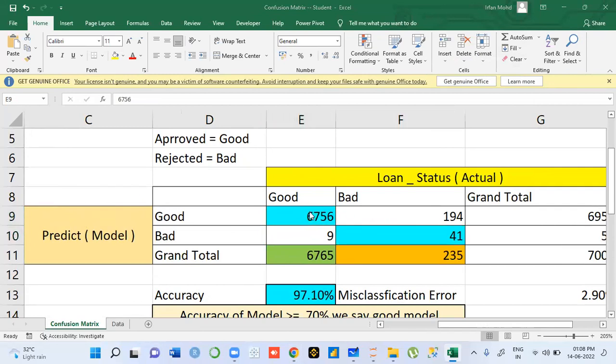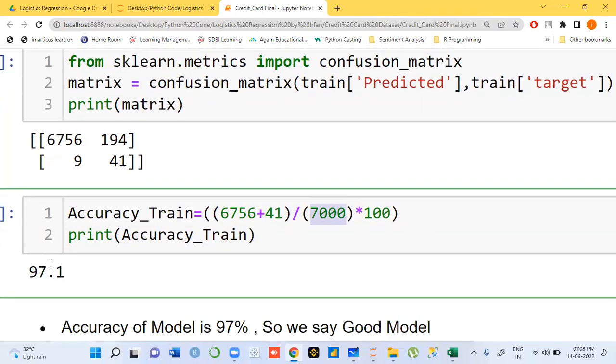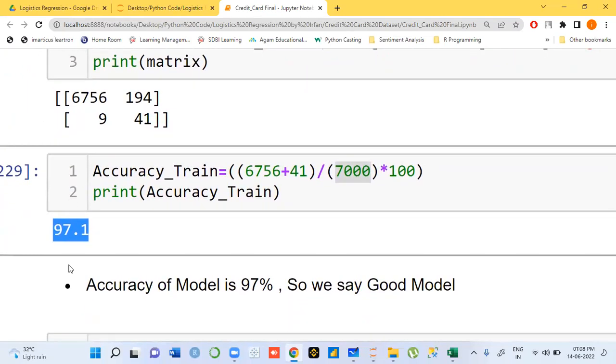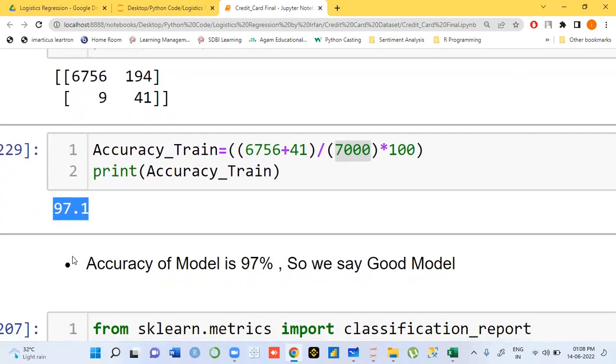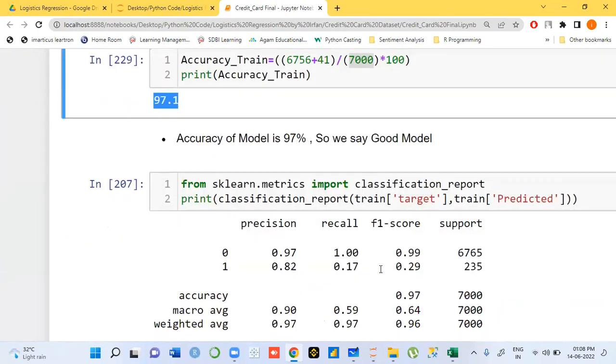What is the formula for accuracy? TP plus TN divided by total. Same thing I've done, guys. Can I say your accuracy is more than 70%? Yes. So we say the model is a good fit. Clear. Next, I make a report for you.